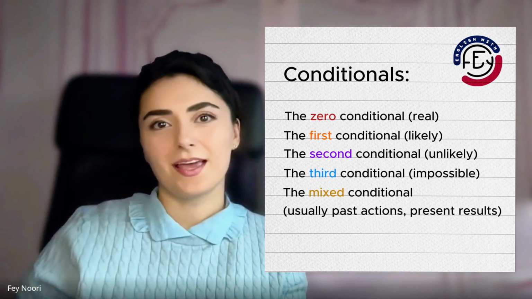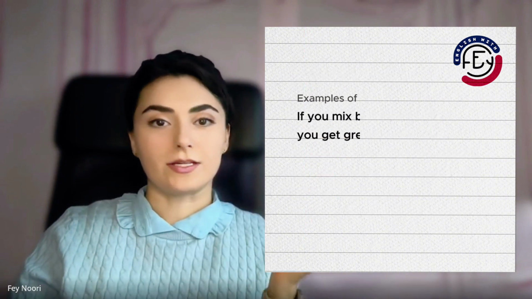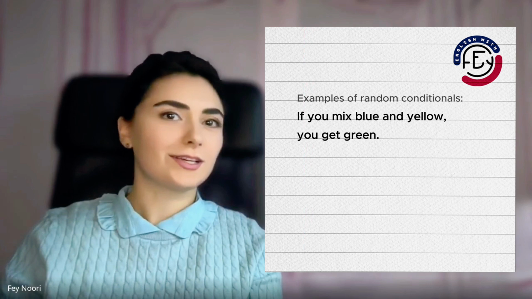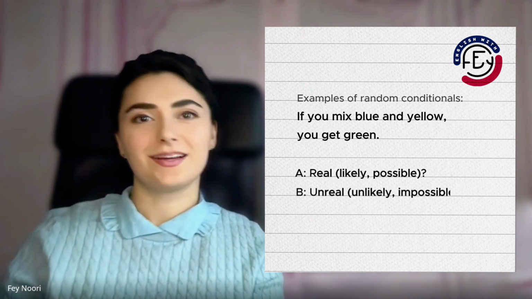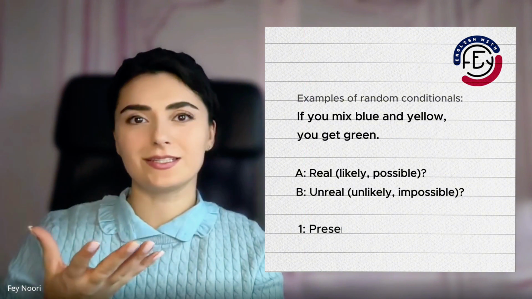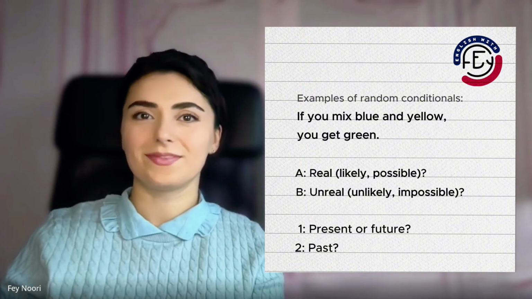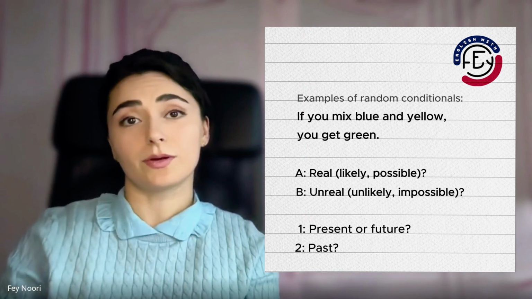Let's learn. Okay, it's really easy to learn. I'm going to show you some random conditionals here. What I'm going to do, regardless of the type, just look at these conditionals and tell me if this is real or unreal, or if we're talking about the present or the future or the past. Let's see. Number 1, if you mix red and yellow, you get green.